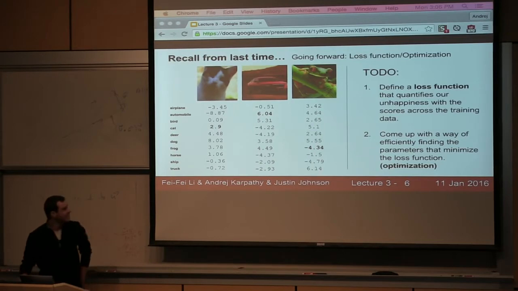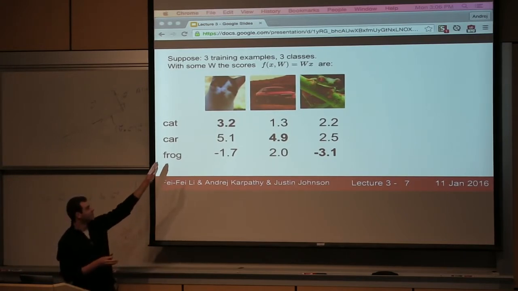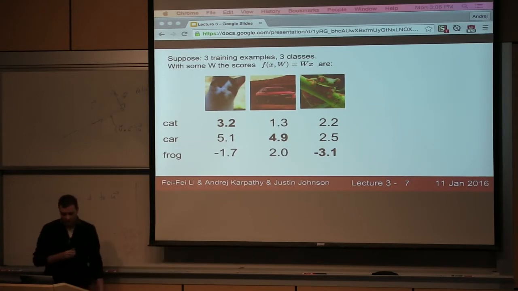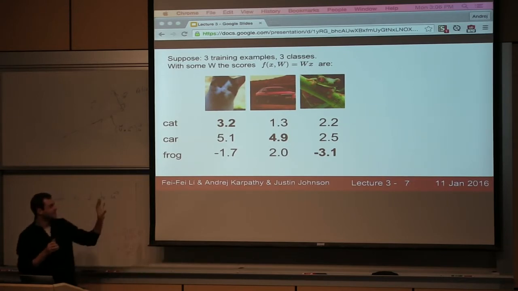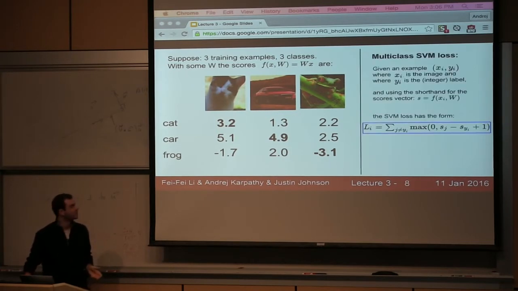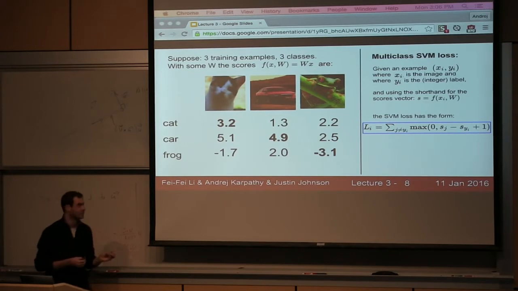Okay. So I'm going to downsize this example so that we have a nice working example to work with. So suppose we only had 3 classes instead of tens of thousands. And we have these 3 images, and these are our scores for some set of W's. And we're going to now try to write down exactly our unhappiness with this result. So the first loss we're going to look into is termed a multi-class SVM loss. This is a generalization of a binary support vector machine that you may have seen already in different classes. I think 229 covers it as well.